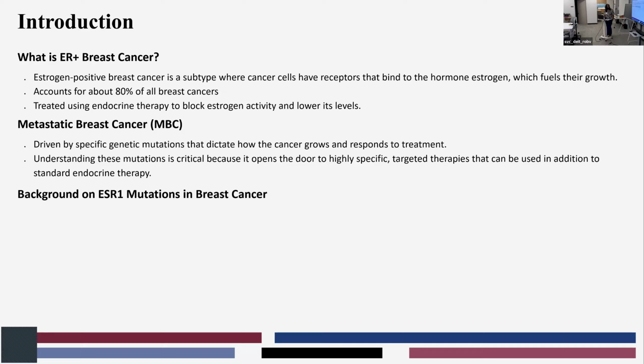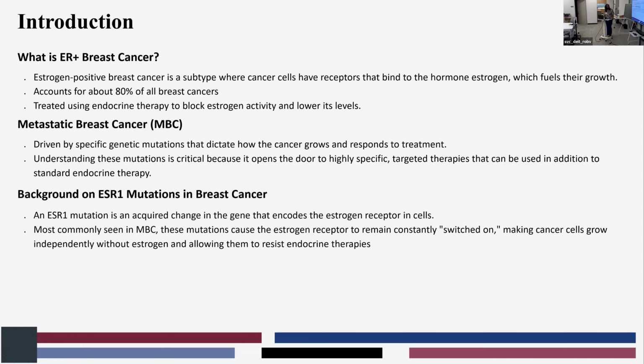A background on these ESR1 mutations in breast cancer. An ESR1 mutation is an acquired change in the gene that encodes the estrogen receptor. It's most commonly seen in MBC. The mutations can cause the estrogen receptor to remain constantly switched on, making the cancer cells grow independently without estrogen and allowing them to resist these inhibitors.